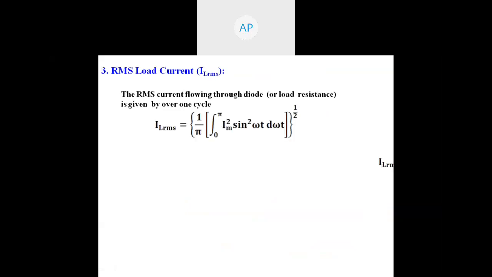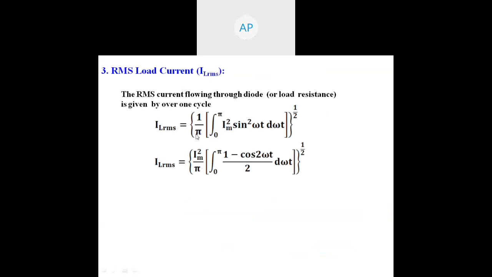Next we will go for the RMS load current and the RMS load voltage. So what will be RMS? It is the root mean square of the current flowing through a diode. It is taken over one cycle, and what is one cycle? 0 to pi.